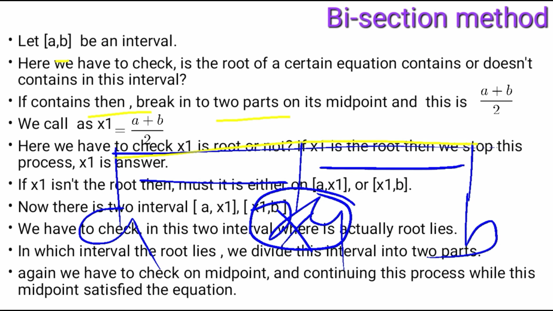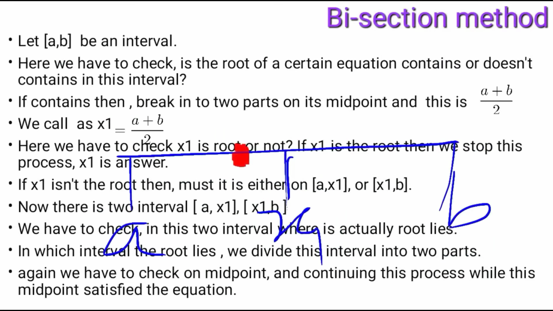Now there are 2 intervals, [a, x1] and [x1, b]. We have to check in which of these 2 intervals the root actually lies by using Descartes' rule of sign. In the interval where the root lies, we divide this interval into 2 parts. Again we have to check the midpoint, and continue this process until the midpoint satisfies the equation.